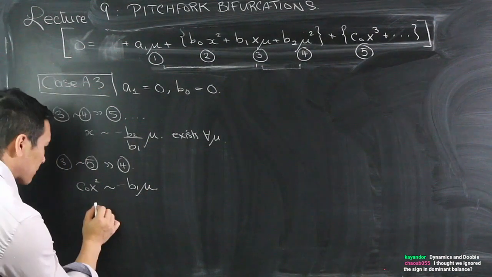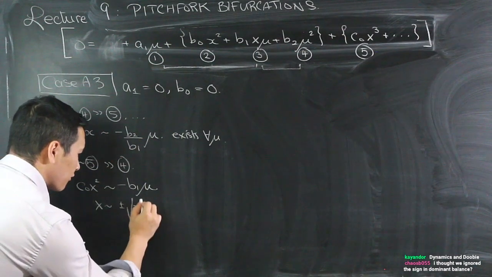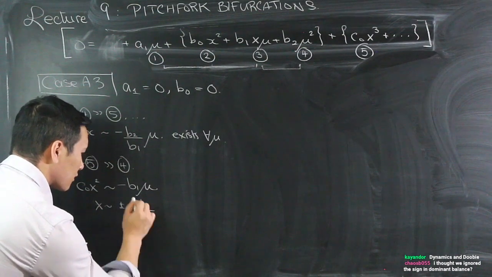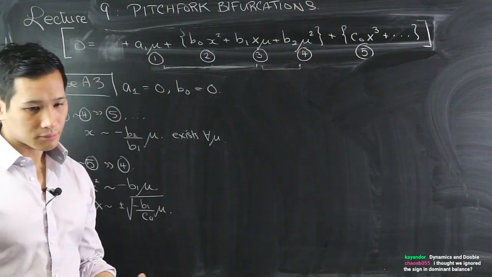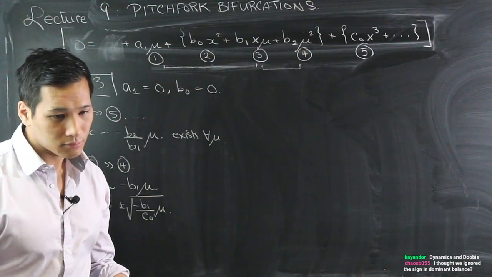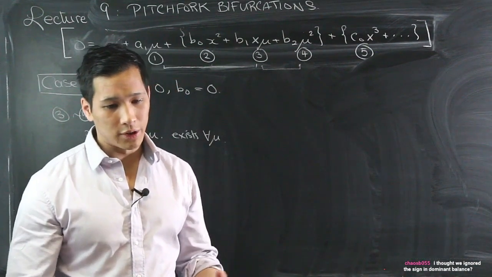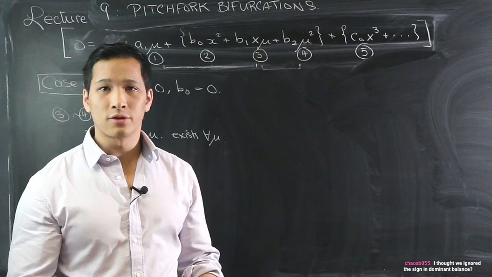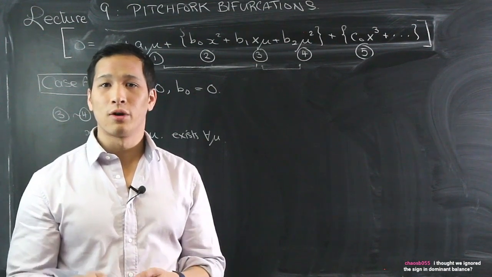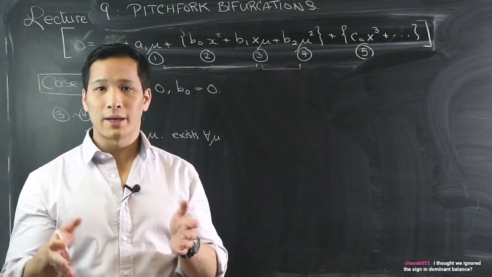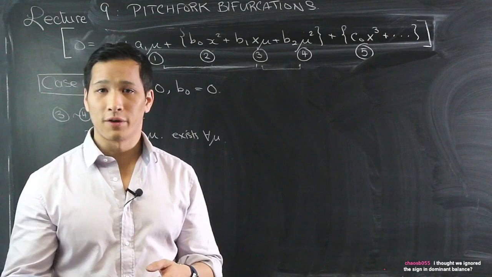And then you simplify that, and that tells you x is twiddles the square root of b1 over c0 times mu. So mu to the half. Yes, that's right. So in the dominant balance, you always ignore the sign. So when you talk about what is in balance, you're just talking about the magnitude of that thing being large or being small, so 0 or infinity.